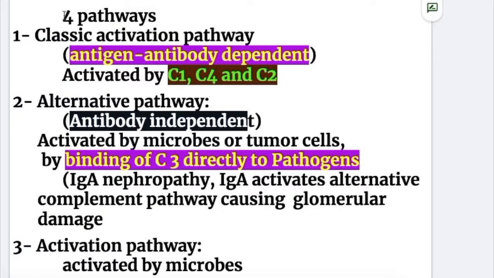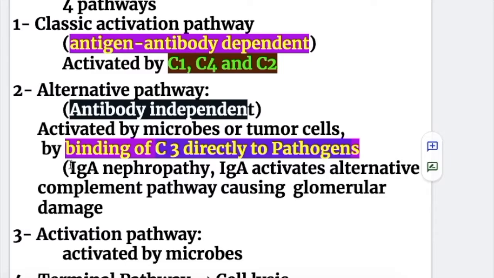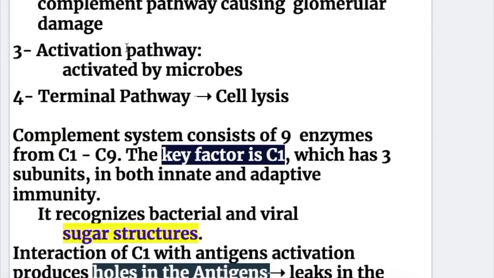There are 4 pathways of complement. Number 1, the classic activation pathway, which is dependent on antigen-antibody reaction and is activated by C1, C4 and C2. Number 2, the alternative pathway, antibody independent, activated by microbes or tumor cells by binding of C3 directly to the pathogen. For example, in immunoglobulin A nephropathy, IgA activates the alternate complement pathway, causing glomerular damage. Number 3 is the activation pathway, activated by microbes. And number 4, the terminal pathway, a combination of the above 3 that leads to cell lysis.